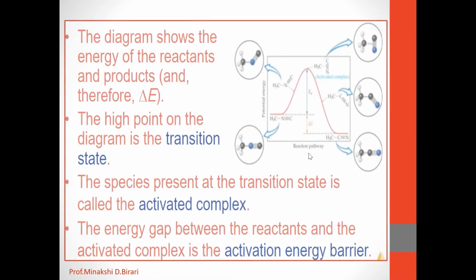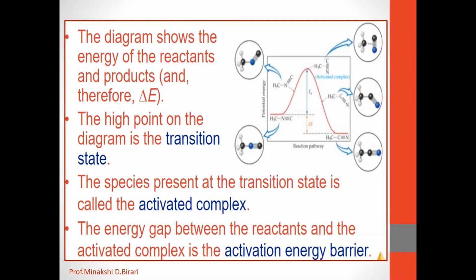By observing this diagram we get the energy of reactants and energy of products. That means here is the activation energy of the reactant and also the energy of the product. So the change in energy is represented by delta E. The higher point on the diagram shows the transition state, that is, the activated complex formation.